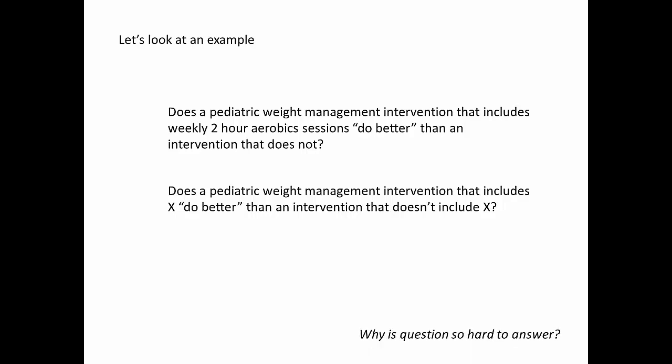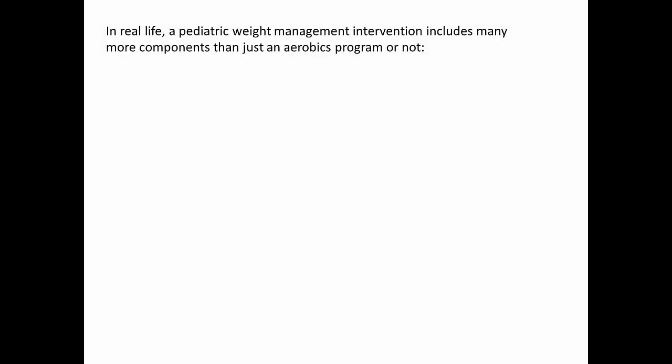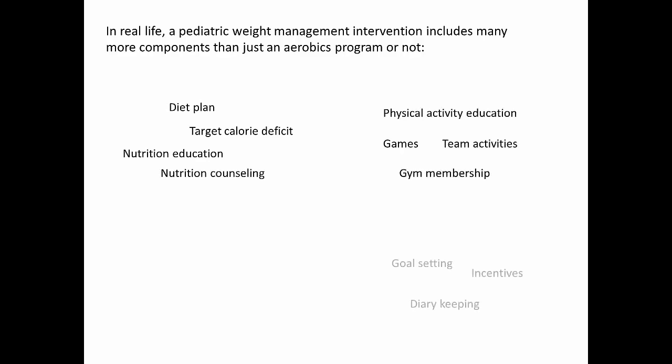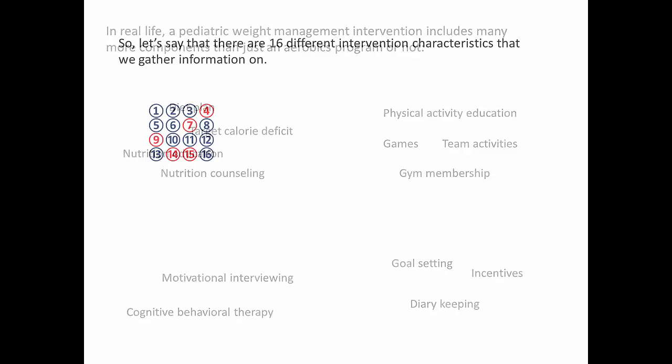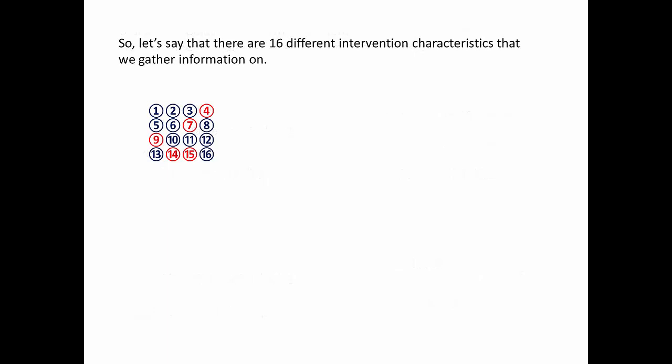Now, let's think about why that question is so hard to answer. In real life, a pediatric weight management program includes many more components than just our aerobics program. For instance, we know that there are several different nutrition dietary components, several different activity components, behavioral interventions, and then counseling approaches. So let's just walk through an example. Let's say that there are 16 different intervention characteristics or components that we're gathering information on.